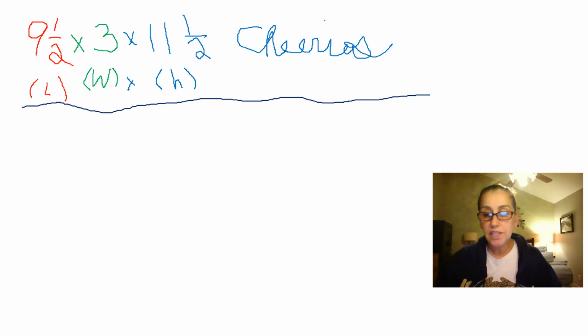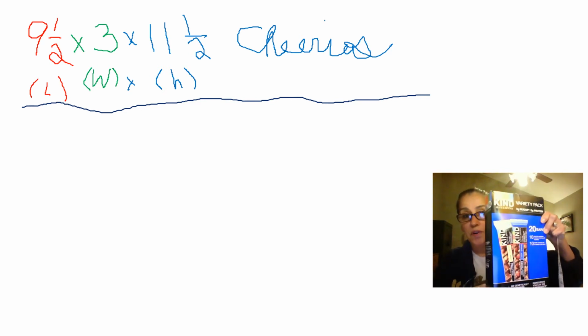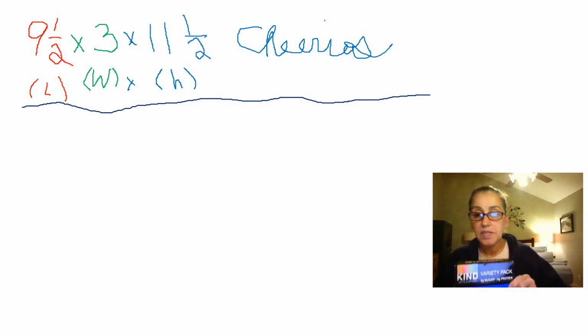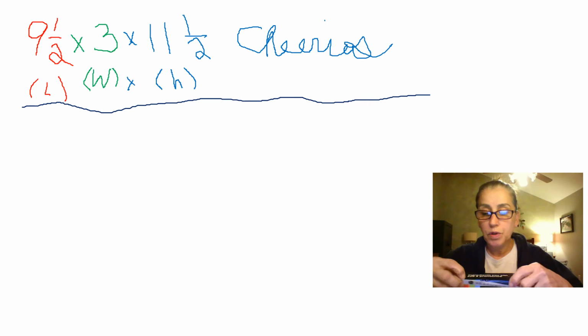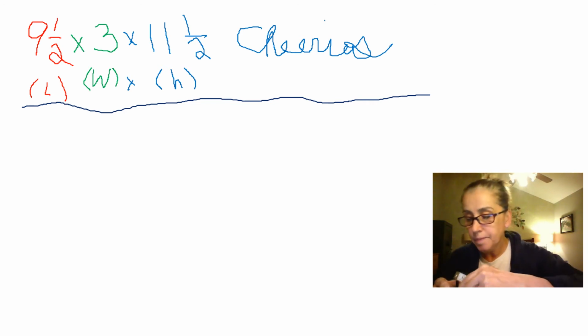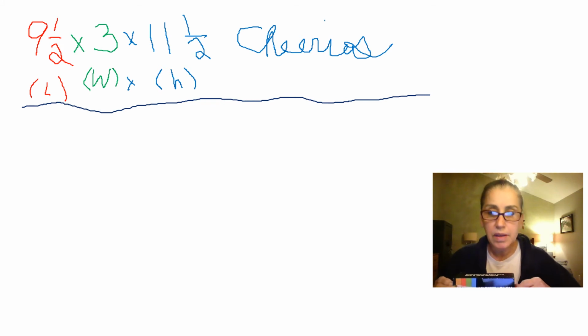Next on our list is going to be the Kind bars. I'm going to first do my length, which will be right here, from here to here, because they're standing up. From here to here, it looks like it's 6 inches, a perfect 6 inches. The length, a perfect 6 inches. And that's going to be the length.